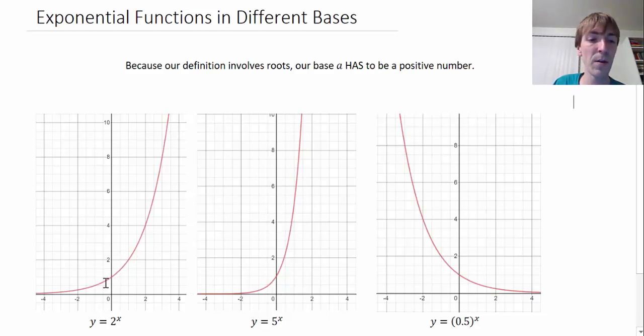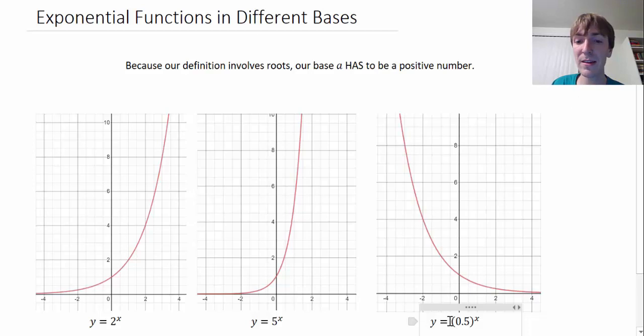But notice that some of the points are the same, right? Like if I plug in 0 into any of these functions, I get out 1. That's just because of that simple exponent rule that says that anything to the 0 equals 1. And both of these functions do still have that horizontal asymptote on the left. Okay, the last one is very different.